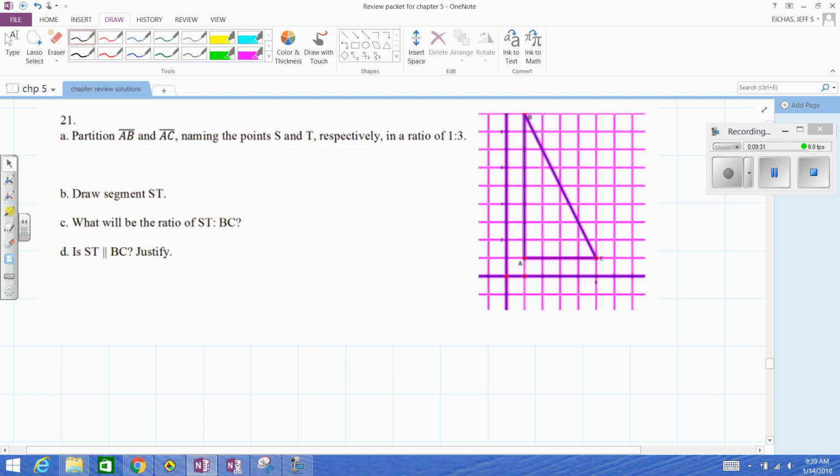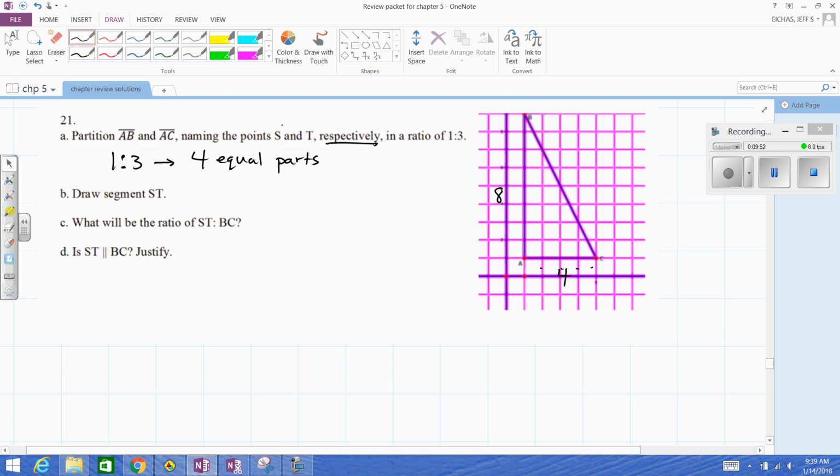Let's see, next one. Partition a segment, ratio of 1 to 3. Okay, 1 to 3 ratio, that's going to lead us to 4 equal parts. Let's start with AB. All right, I'm going to count that. If you move up and down here, that's 8 squares. This is 4.